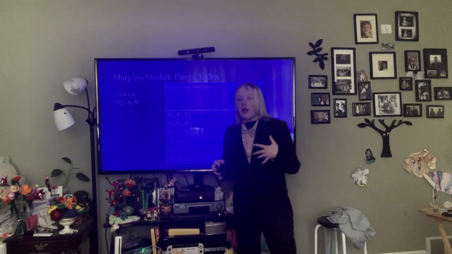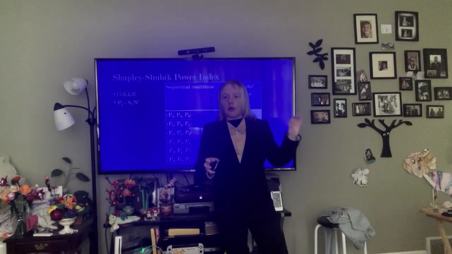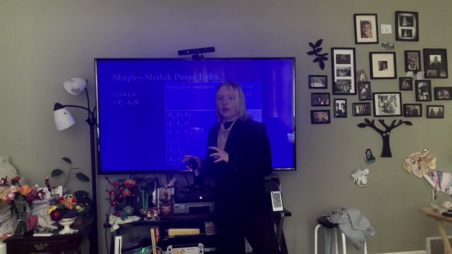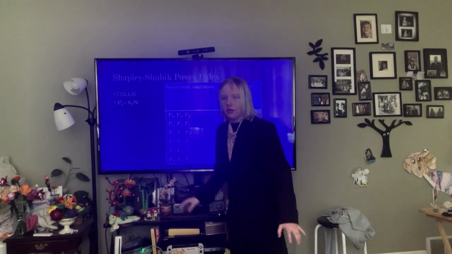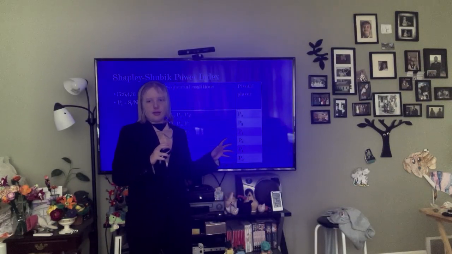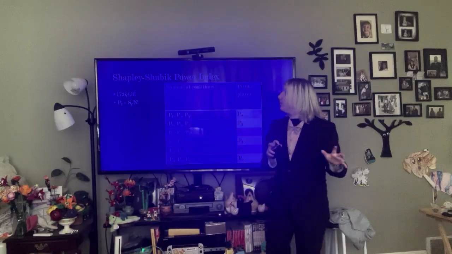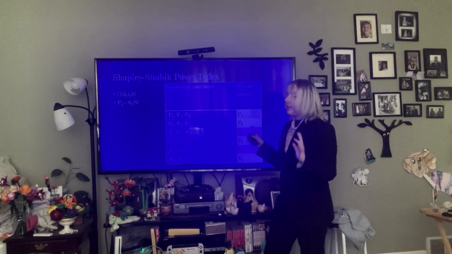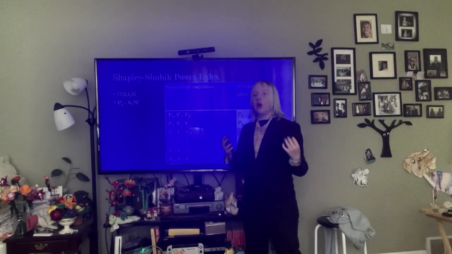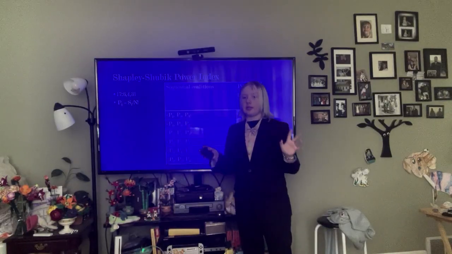Using the Shapley-Shubik power index and also using the Banzhaf power index causes you to have very similar results. In this case, you have the exact same results, but oftentimes you have slightly different results. But they are always very similar.